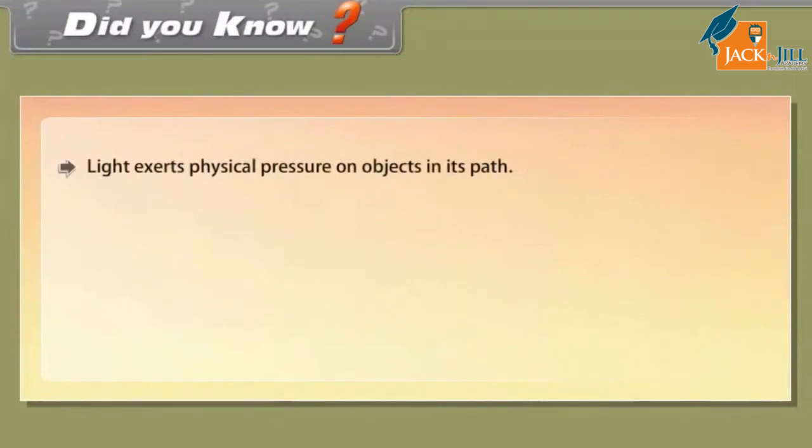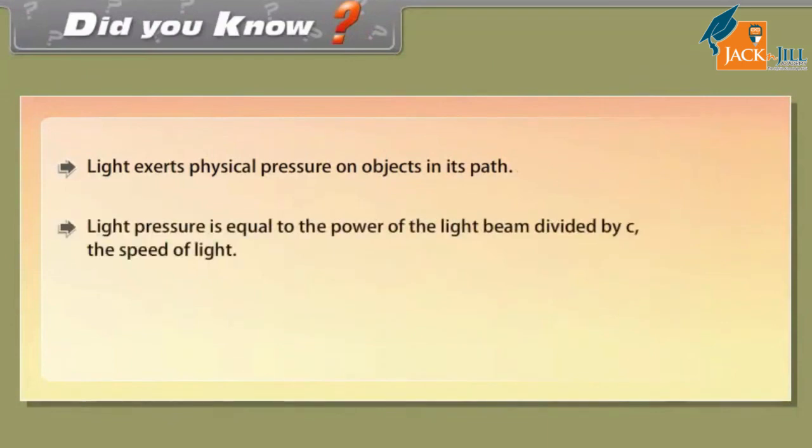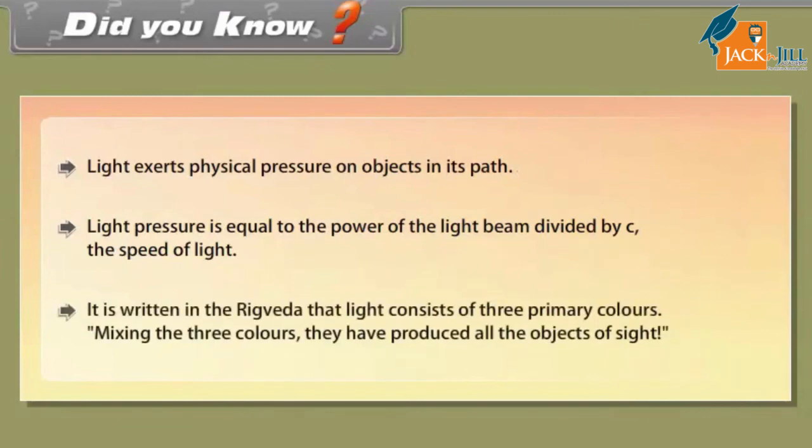Did you know, light exerts physical pressure on objects in its path. Light pressure is equal to the power of light beam divided by c, the speed of light. It is written in the Rig Veda that light consists of 3 primary colors. Mixing the 3 colors, they have produced all the objects of sight.